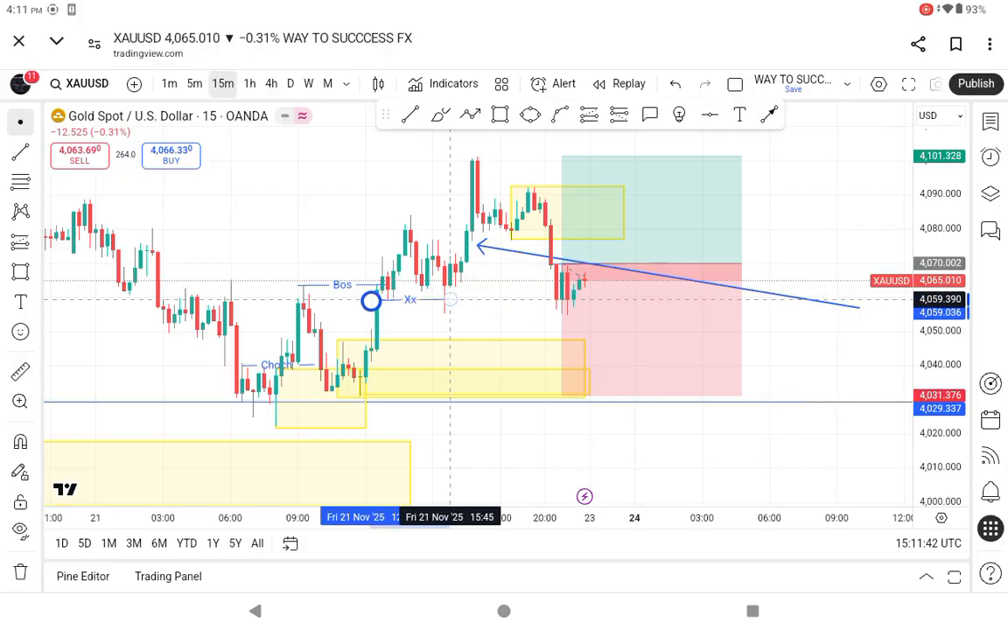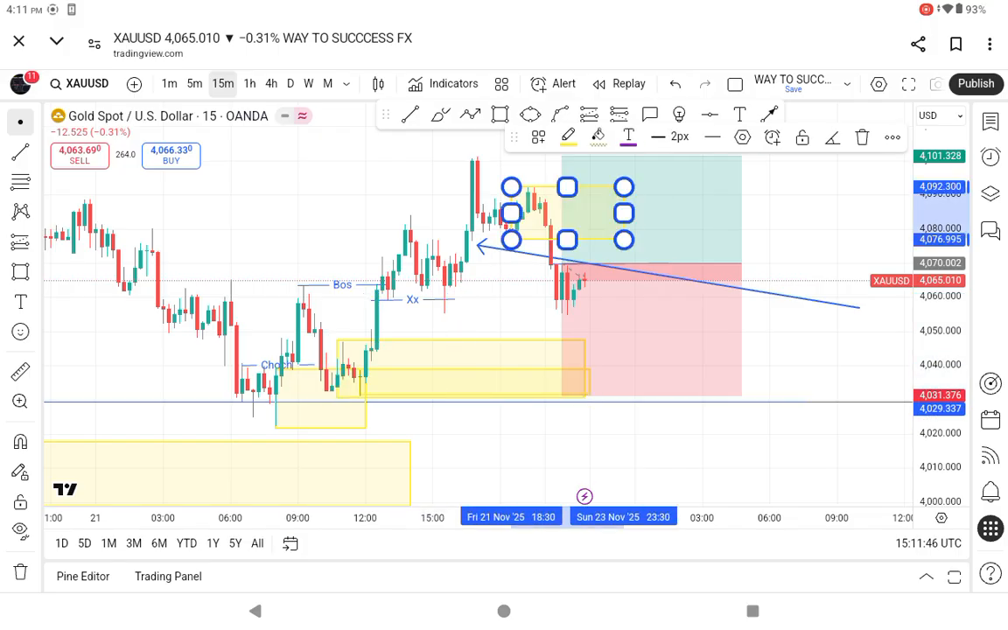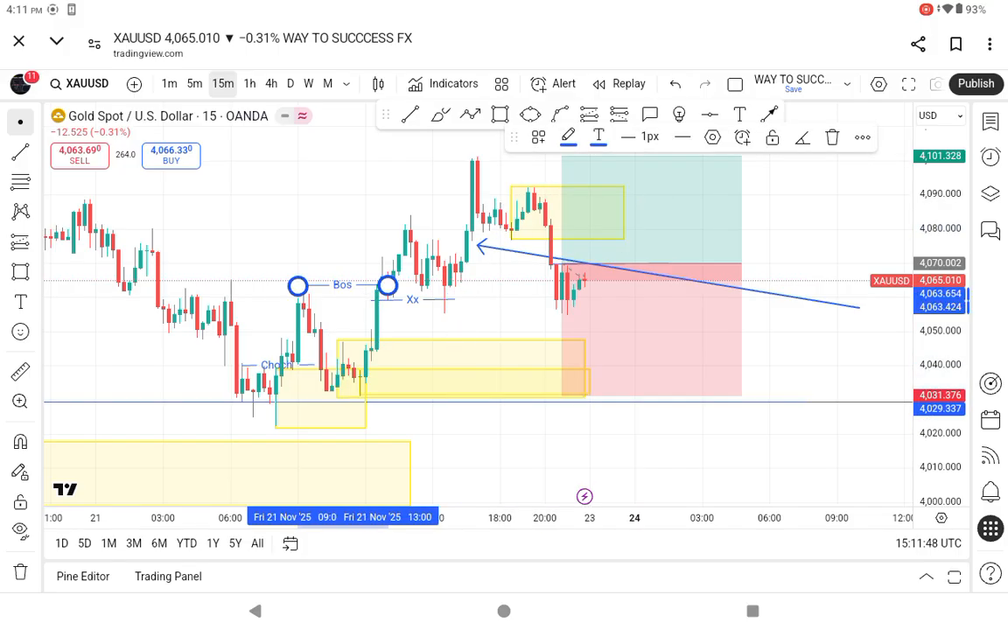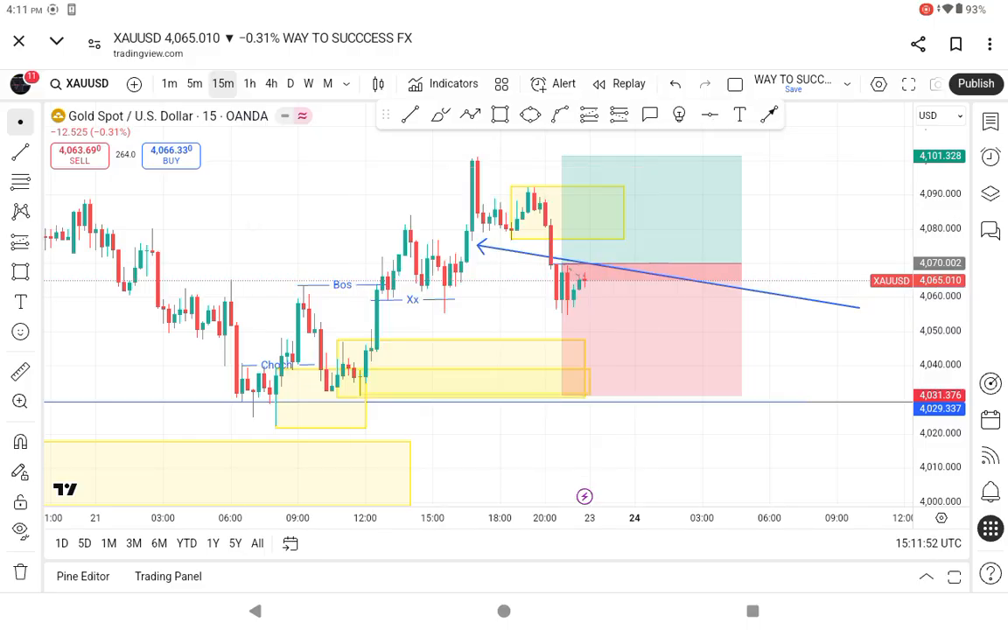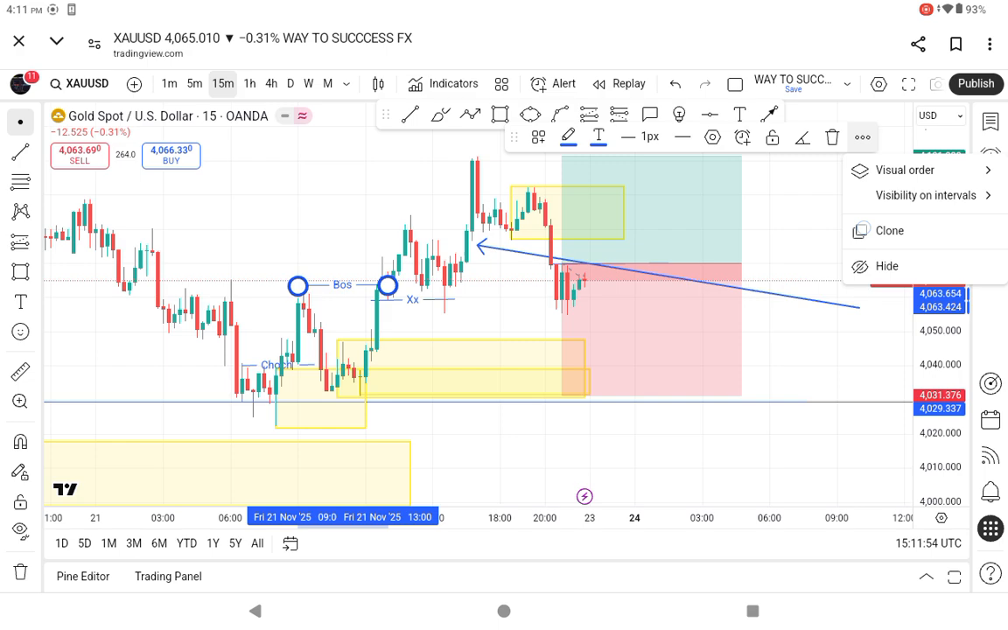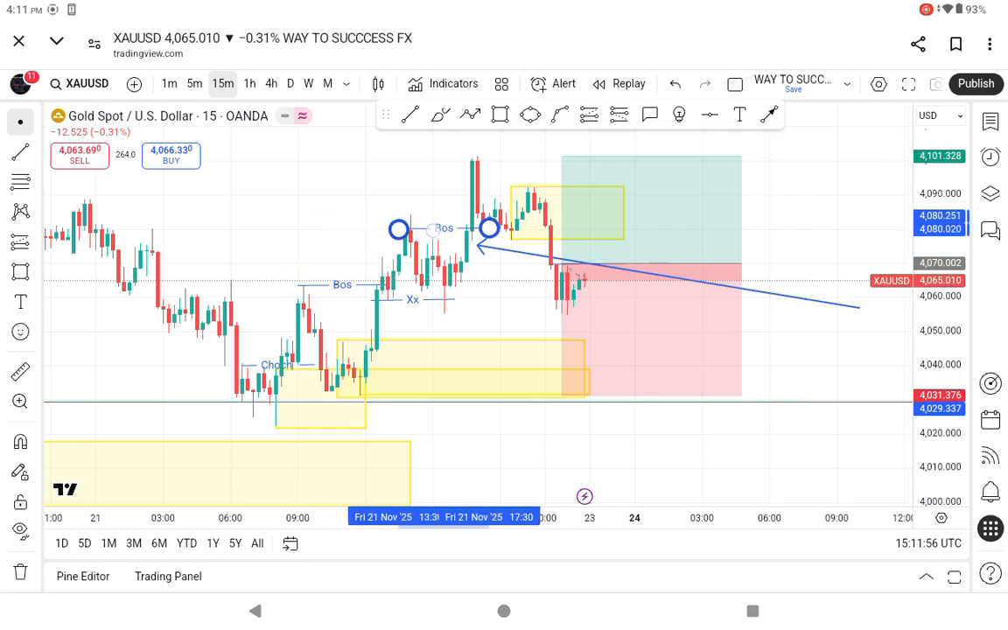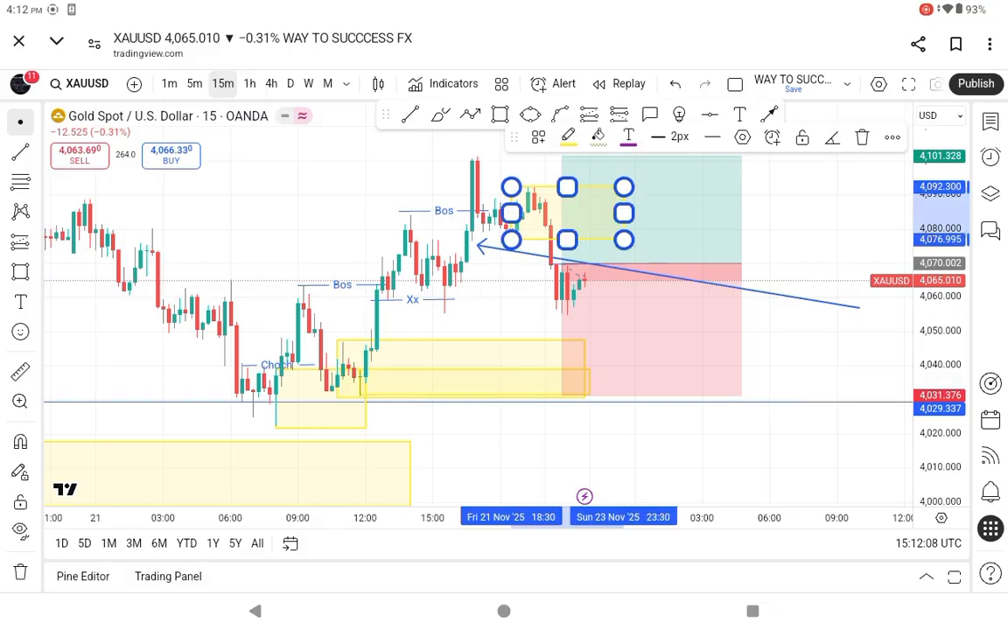Our inducement, and continue to the upside, creating another break of structure, still telling us that buyers are now in control in the market. Another break of structure. Before a break of structure is confirmed, price must take out an internal low, which is exactly what happened here. So let's continue.